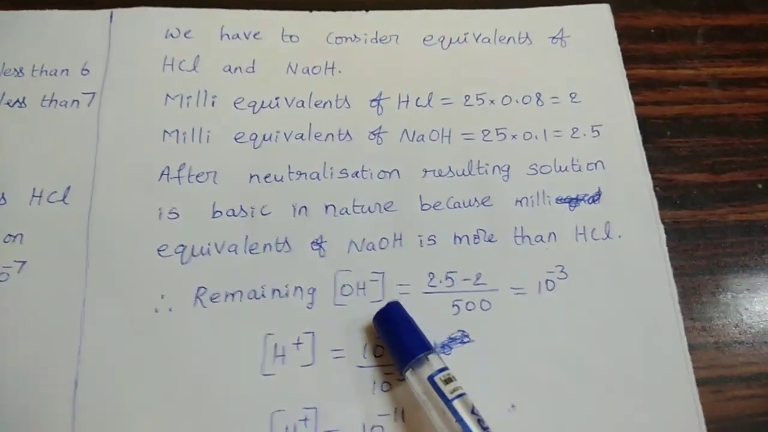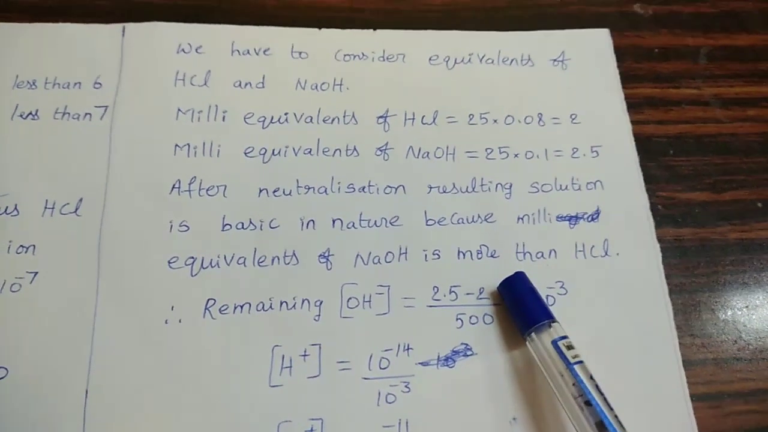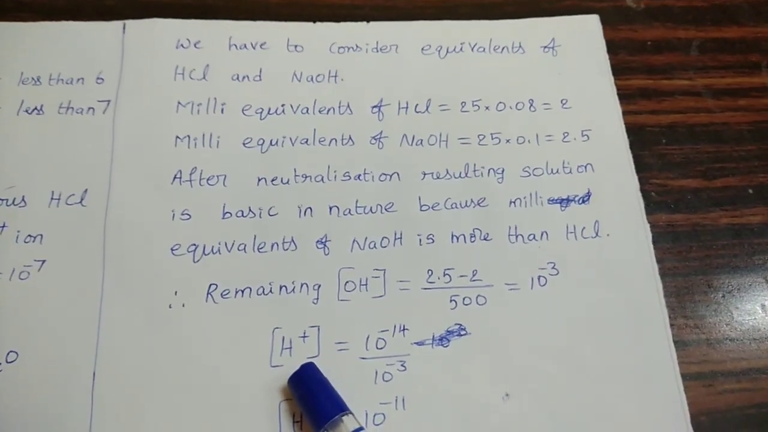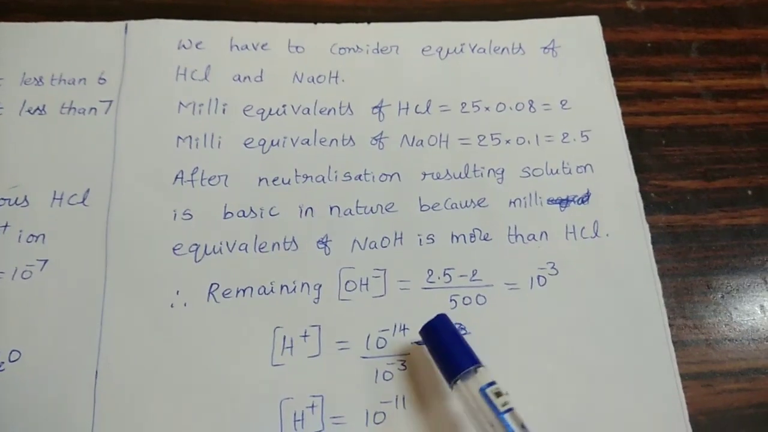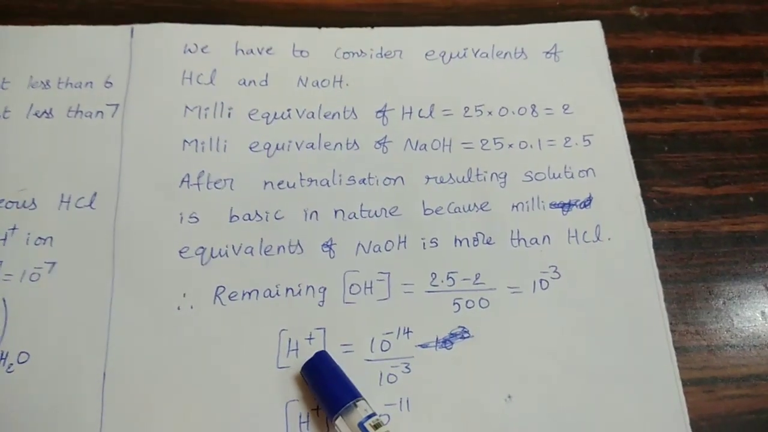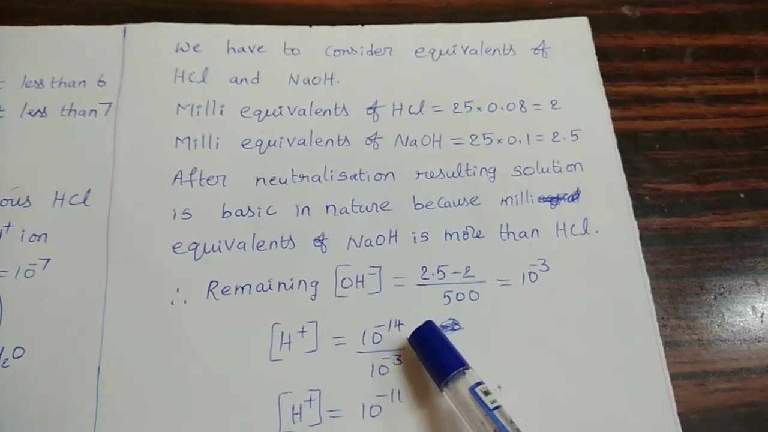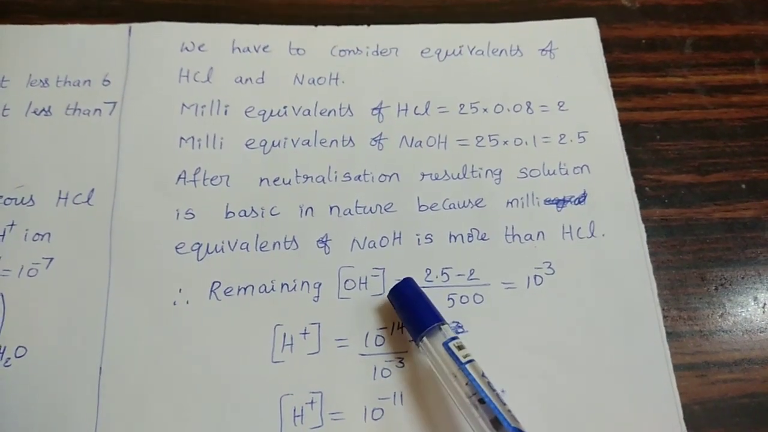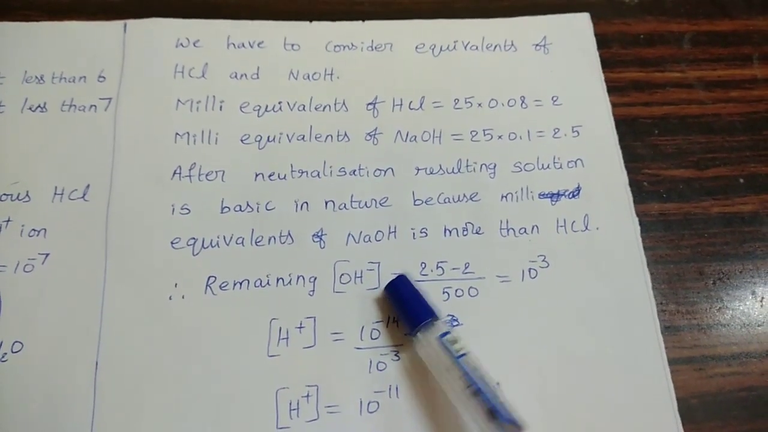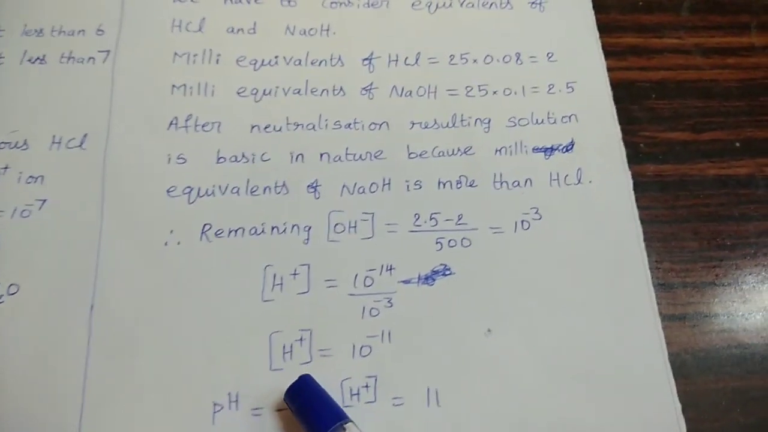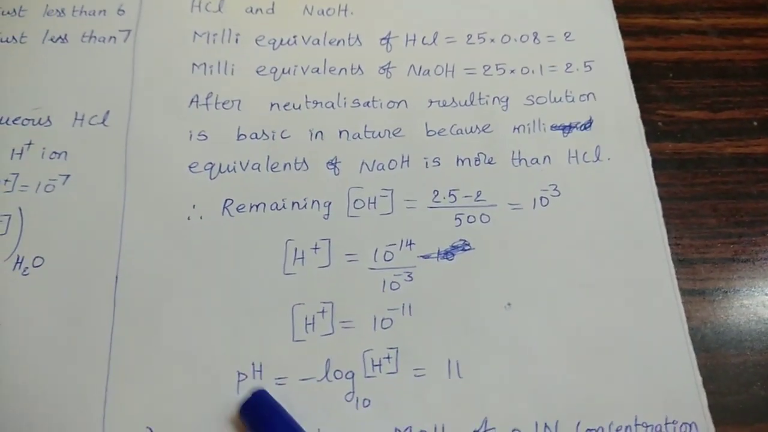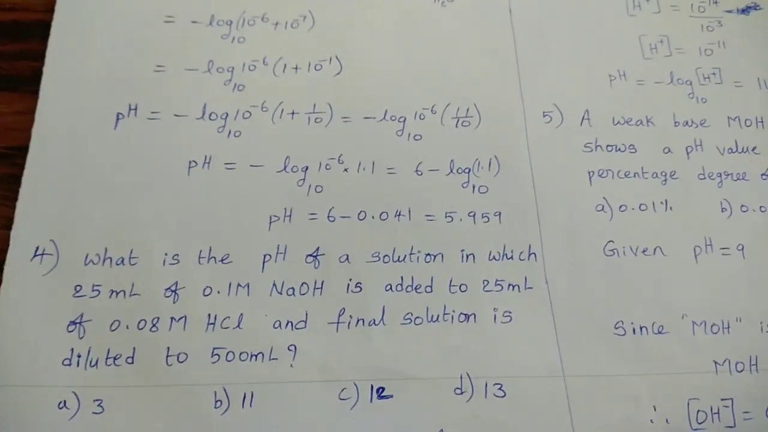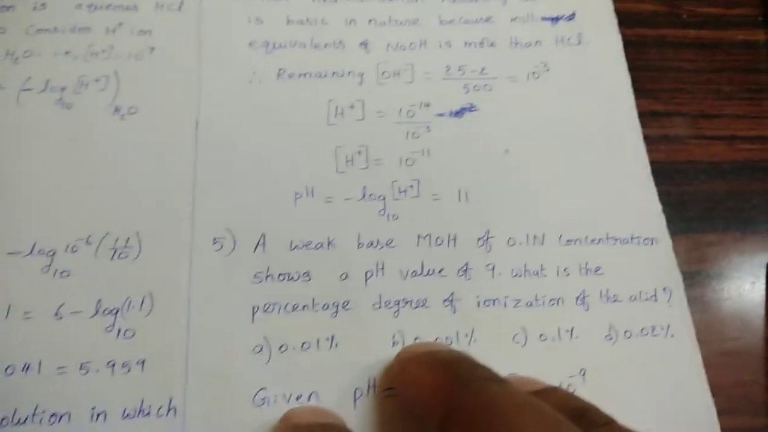So remaining OH minus ion concentration equals milli-equivalents divided by volume, that is 10 power minus 3. Already we know that the product of H plus ion concentration and OH minus ion concentration is equal to 10 power minus 14. Here in the previous step we calculated OH minus ion concentration. So substitute here, then we get H plus ion concentration equal to 10 power minus 11 and pH equal to 11. So what is the option? Option B is the answer for this. Next, see the next one.